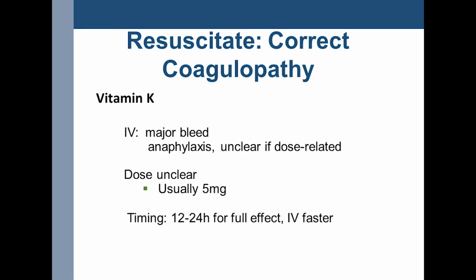There's also vitamin K, which comes as IV, oral, or sub-Q. IV is the preferred route in somebody who is having a major GI bleed. Very rarely anaphylaxis can happen. It's unclear if this is dose-related, and the patients should be monitored when they're receiving IV vitamin K. The exact dose to administer is unclear. Usually a 5 milligram dose is given at first.